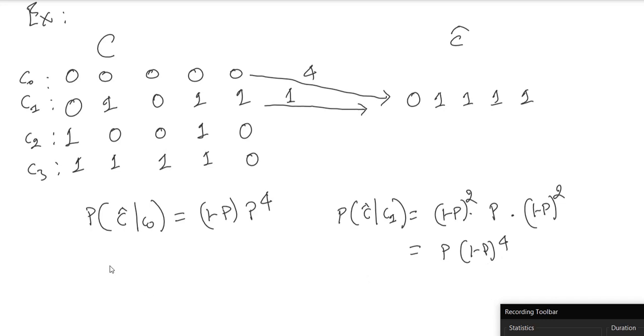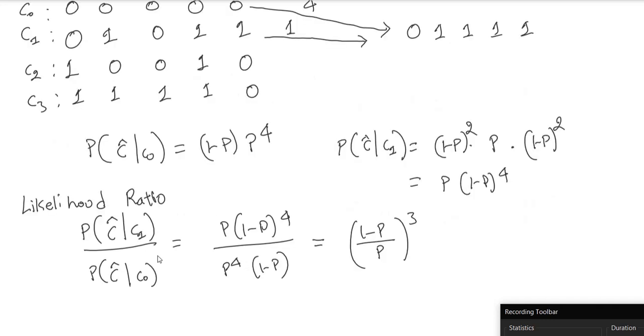So now we can ask which of these two probabilities is bigger, the probability of C hat given C1 or the probability of C hat given C0. Intuitively we can already say that it is more likely that there is one error than four errors. But we can do this more systematically and see if that is indeed true. If we take the ratio of these two probabilities, which we call the likelihood ratio, because each of these is called a likelihood, and therefore we're calculating the likelihood ratio, this will turn out to be ((1 minus p) divided by p) whole cubed.